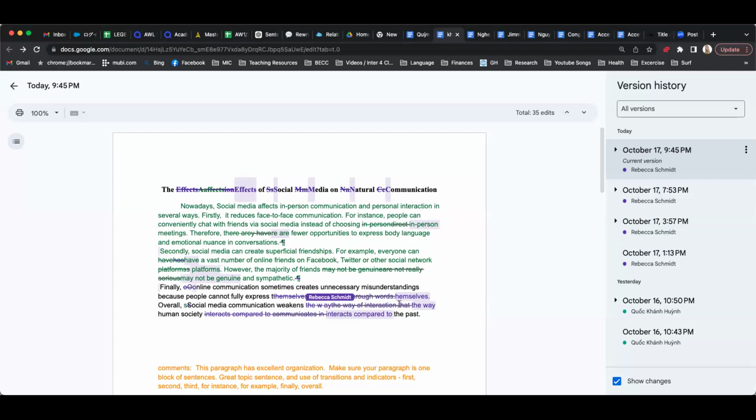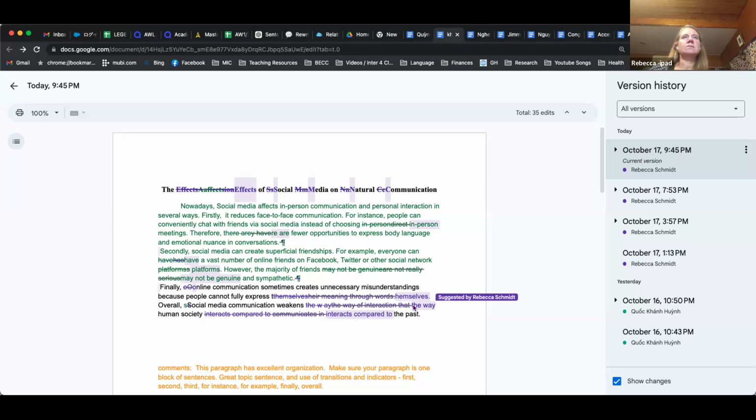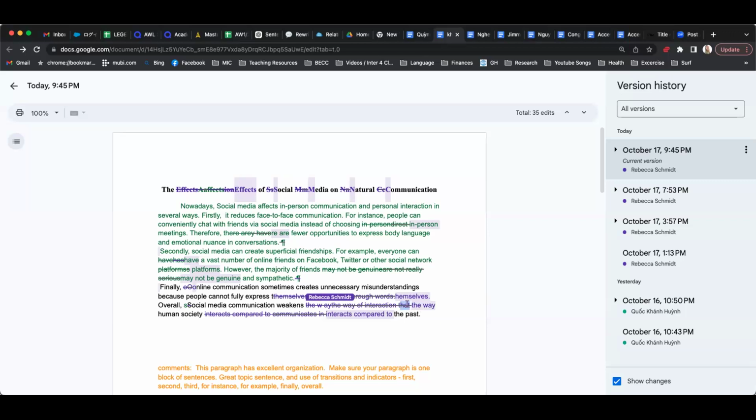So changing "the way of interaction" can be made into a verb. But in this sentence, we have two verbs, "weakens" and "interact." We don't use the relative clause. Is that possible? Yes. It weakens the way, and this is an adverbial phrase. So what is weakened? The way human society interacts compared to the past. So you don't have to use the relative pronoun.